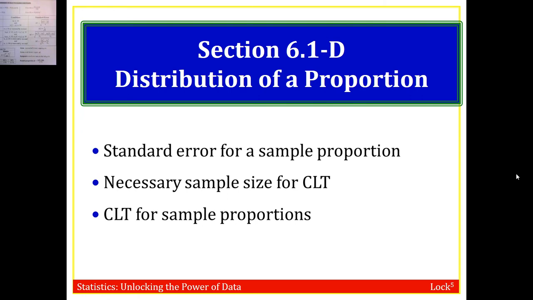In 6.1, we're going to calculate the standard error for a sample proportion. Remember, standard error is the amount of movement from a central location. Then we're going to discuss the central limit theorem, sample sizes for the central limit theorem, CLT, and the CLT for a sample proportion. So we'll actually calculate the central limit theorem, and we'll also do some calculations of standard error.